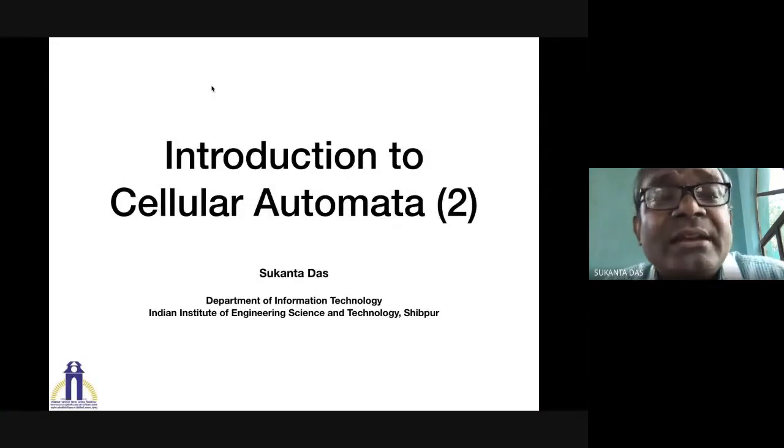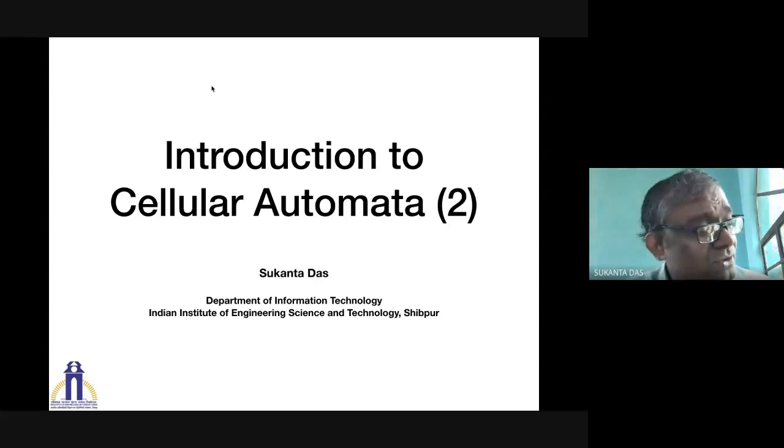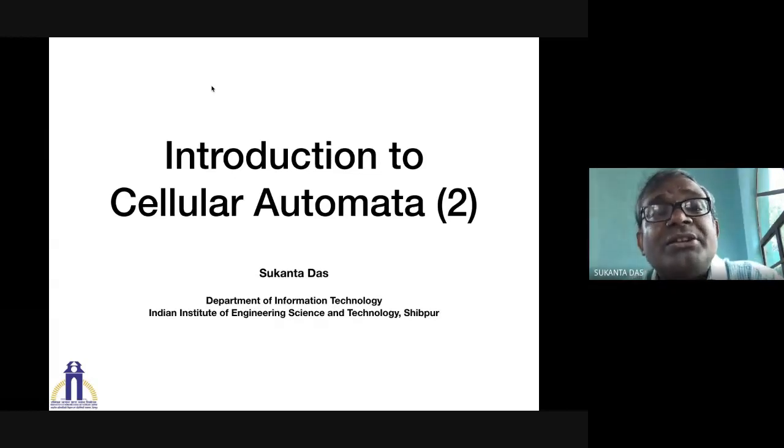Okay, this is the second lecture on introduction of Cellular Automata. In last class, we started Cellular Automata. We defined Cellular Automata, and we also gave an example of a Cellular Automata called Game of Life. So before going further, let us recall what we have studied in last class.